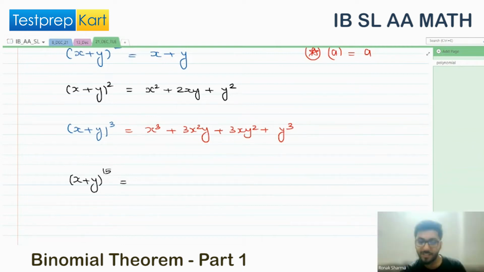So that formula is given by the binomial theorem. In fact, that formula is itself a theorem and we call it the binomial theorem. Why are we calling it binomial? Because you can see that we have two terms here and we are talking about the expansion of the two terms.